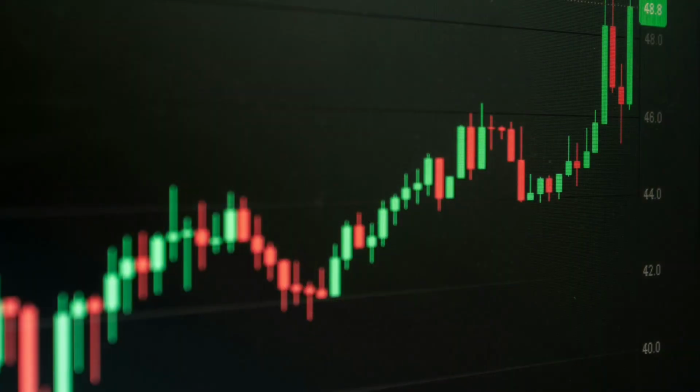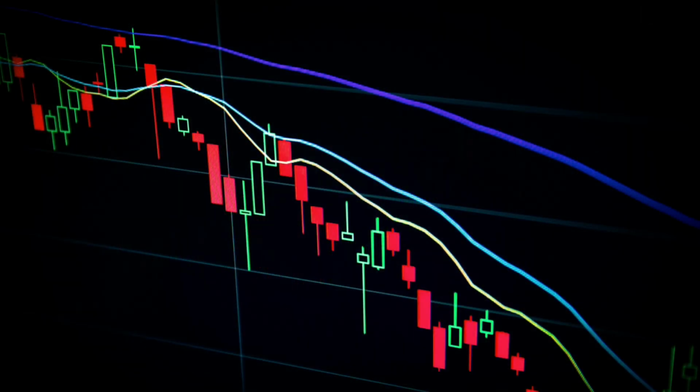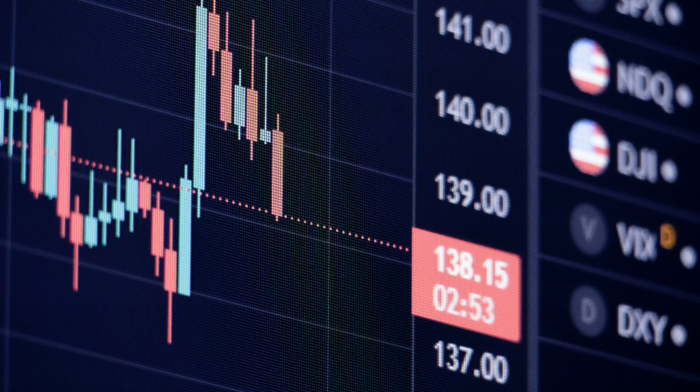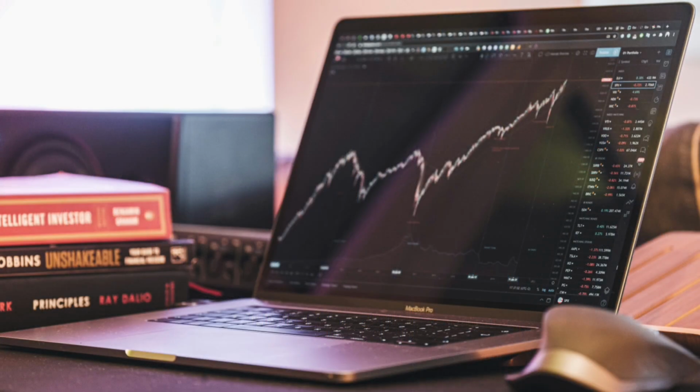Imagine opening a crypto chart for the first time and realizing that every tiny candle on the screen is actually a story about fear, greed, patience, and opportunity playing out in real time. Because that's exactly what a candlestick chart is. A visual language that traders use to understand what the market is thinking.